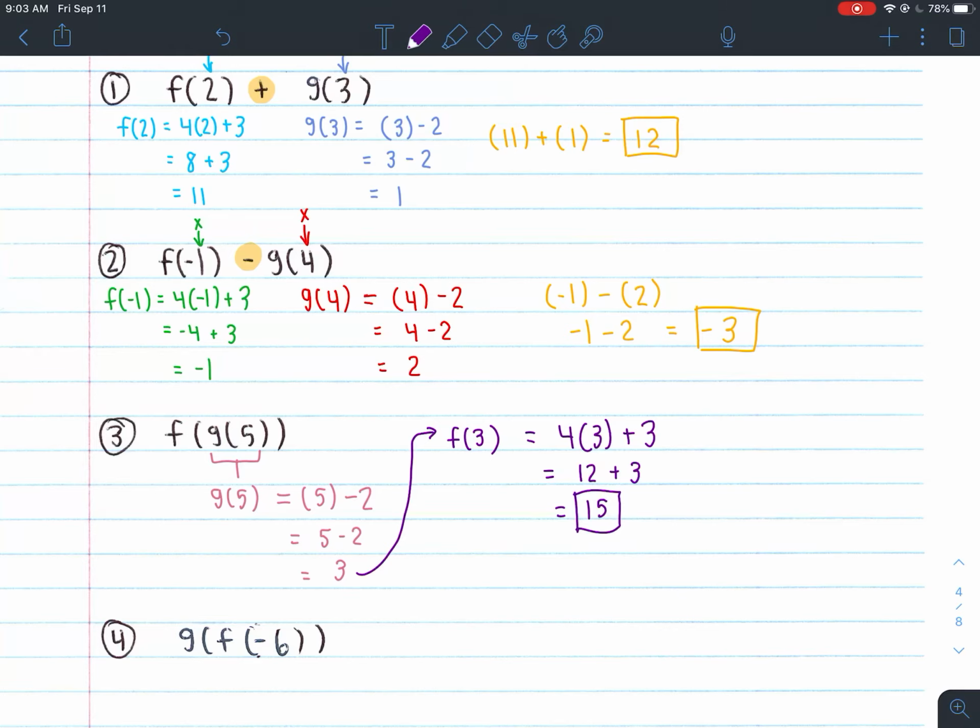So what did we just do? You start on the inside, solve for g of 5, and then whatever number you get for that, you're going to plug it into f.